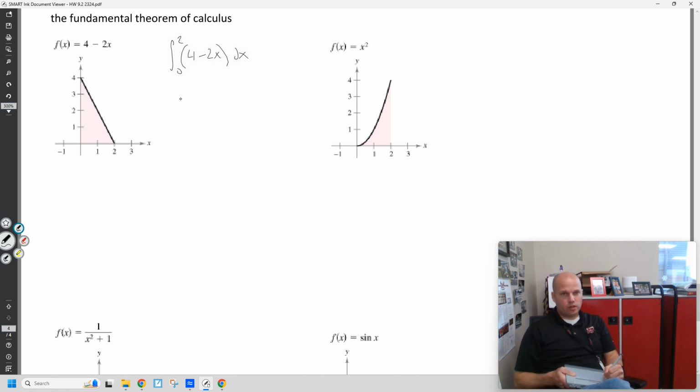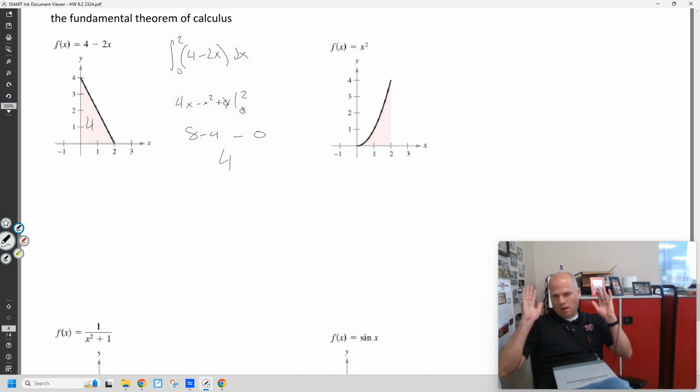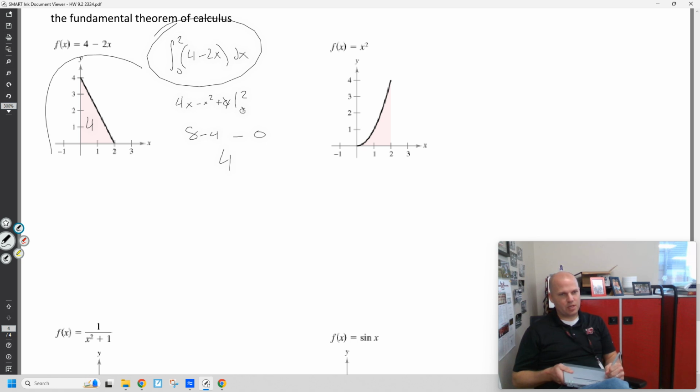Or you could take the antiderivative. Don't worry about the c. Plug in 0, plug in 2, find the displacement. 8 minus 4 minus 0 is 4. Base 2, height 4, I get 4. Okay? Boom, 4, 4, 4. But now, let's go into the behind the scenes.